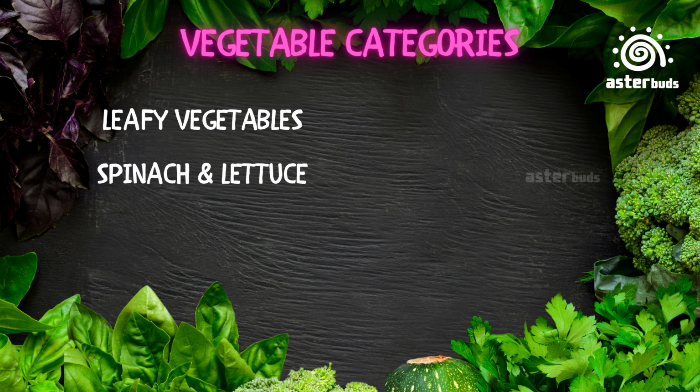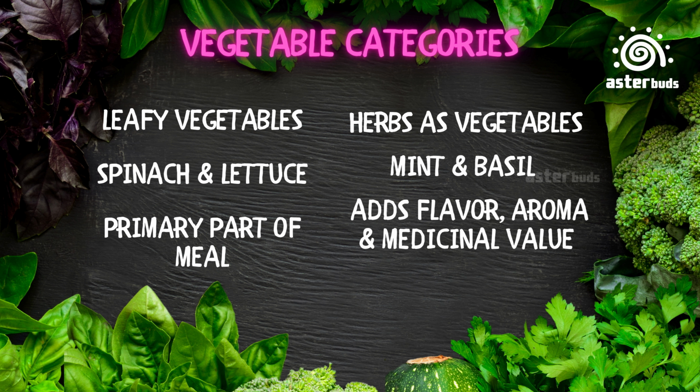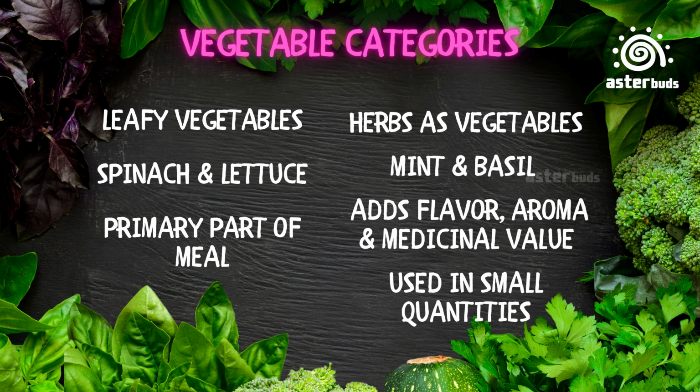Leafy vegetables like spinach and lettuce are eaten as the primary part of meals, offering essential nutrients and forming the base of many dishes. Herbs like mint and basil, on the other hand, are used to add flavor, aroma, and medicinal value to recipes, typically in smaller quantities. Both play crucial but distinct roles in cooking and nutrition.